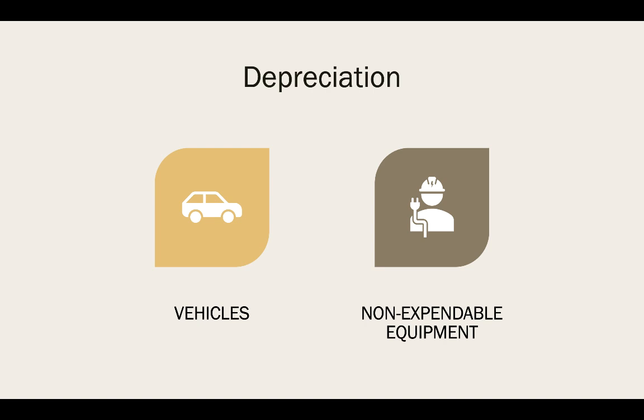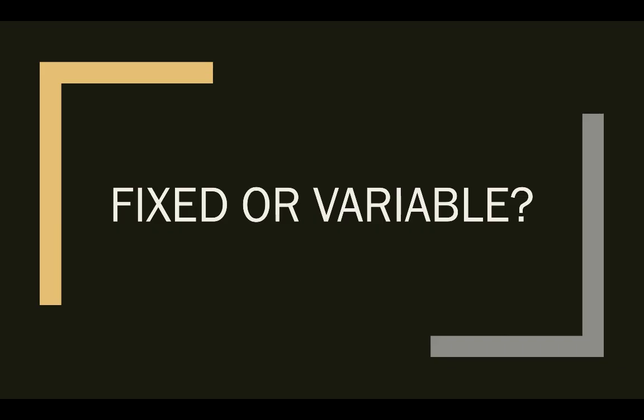So I have 5 ambulances, and every ambulance is going to depreciate $5,000 per year. So under my costs, in my proposed budget, I am going to enter in $25,000, or $5,000 per ambulance, in depreciation.